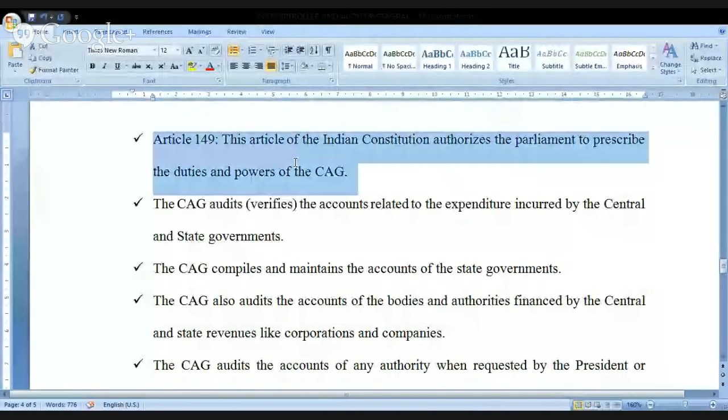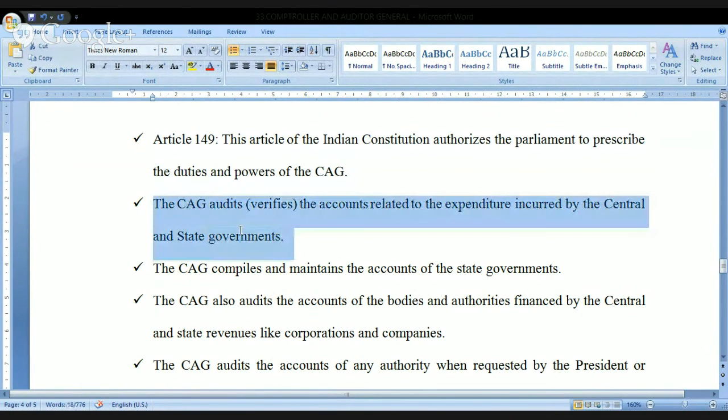This Article 149 authorizes the Parliament to prescribe the duties and powers of the CAG. Right? So the duties and powers of the CAG are determined by the Parliament.